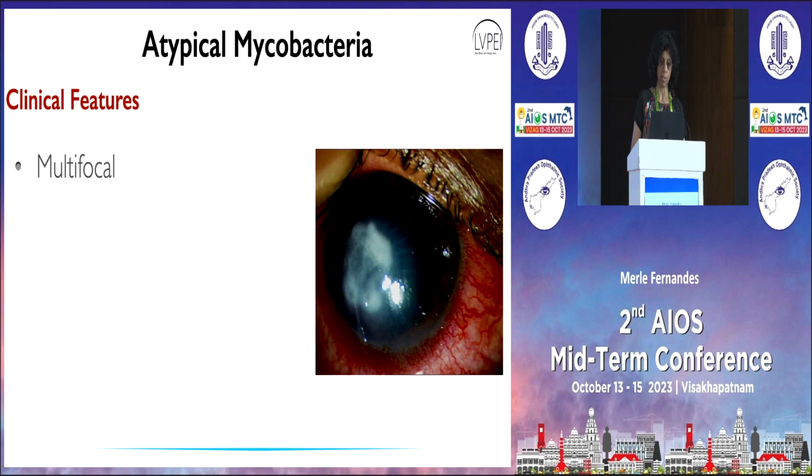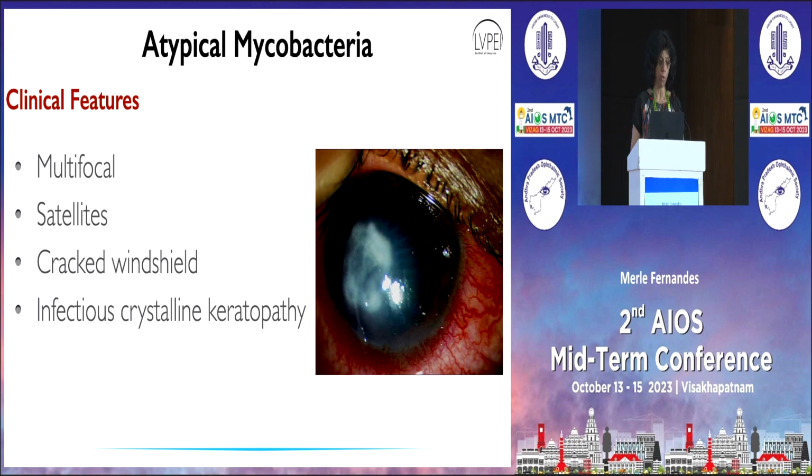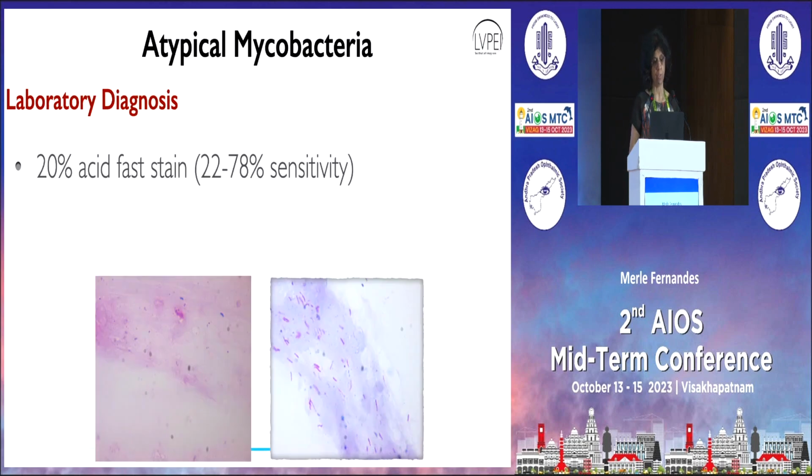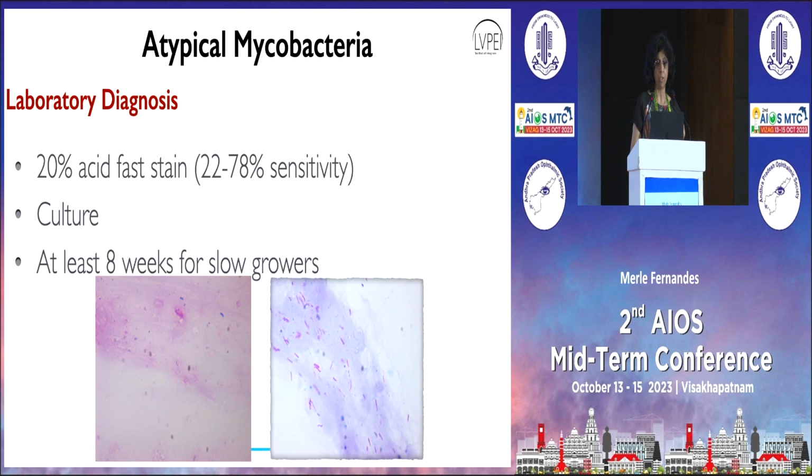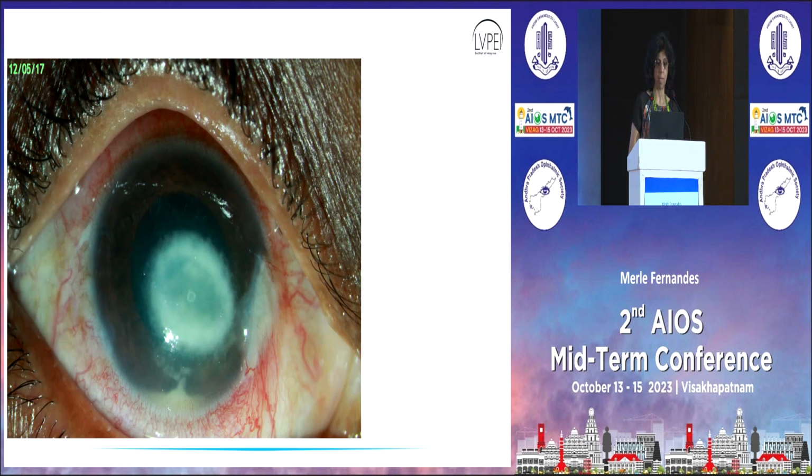As you can see here, these multiple loculi could have satellite lesions as well, could also have a cracked windshield appearance, which is something that we have to look for, and could also present as infectious crystalline keratopathy, so we have to keep that in mind. But it also is particularly famous for having a waxing and waning kind of a course, because of the fact that it gets mistaken with HSV. I mentioned the 20% acid fast stain that can be used to diagnose it, and the cultures, but it takes a long time to grow, so you have to keep that in mind as well.